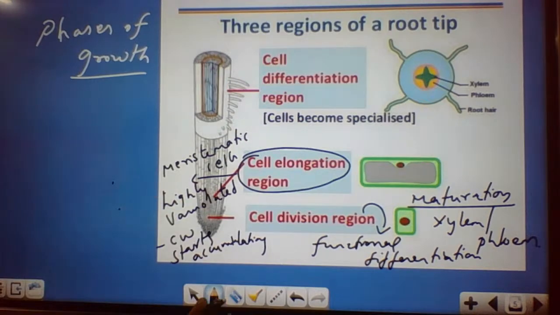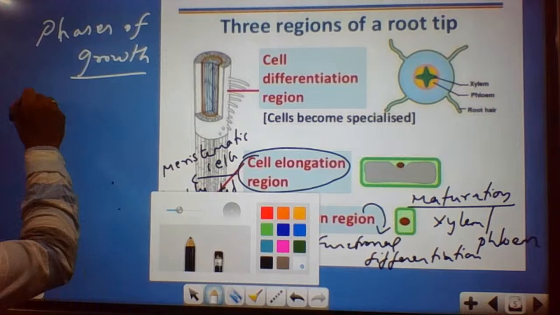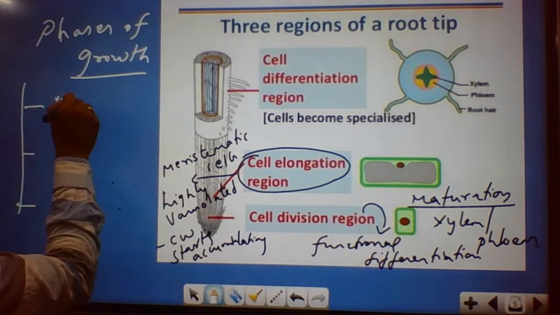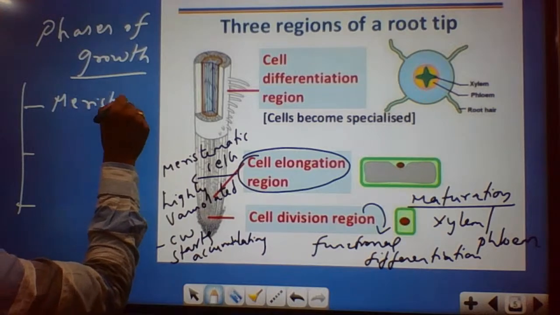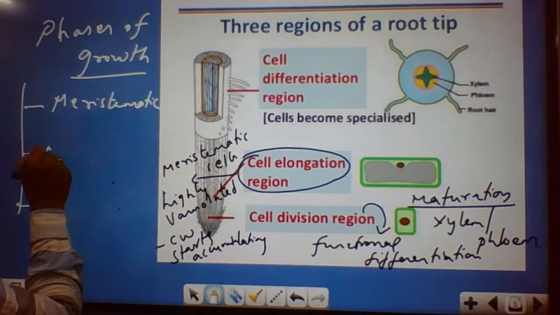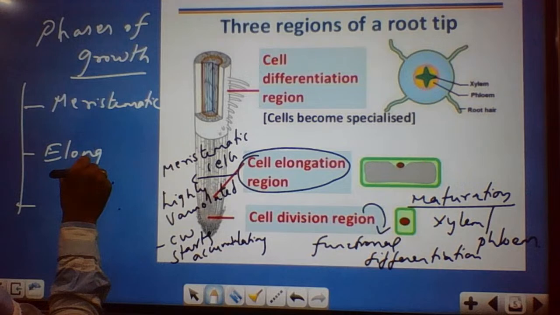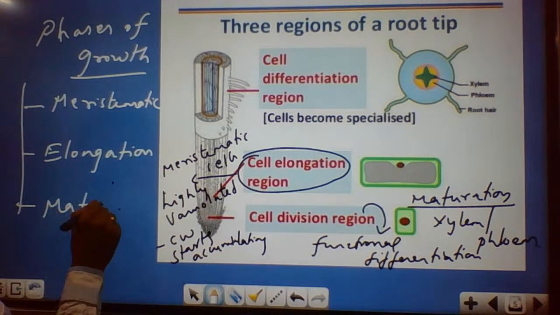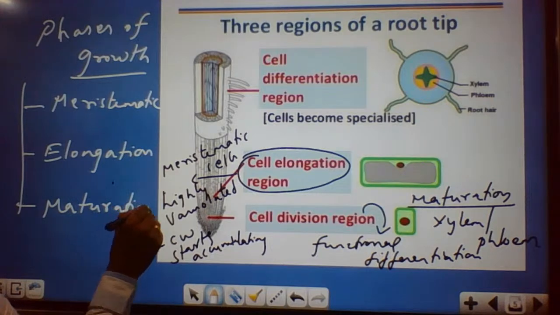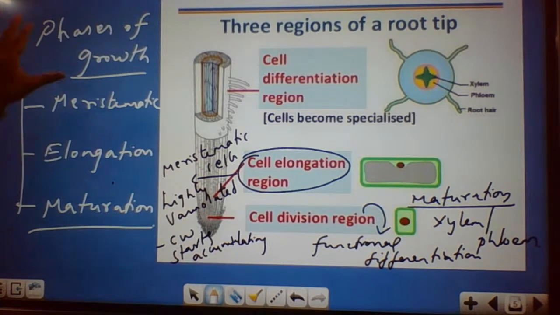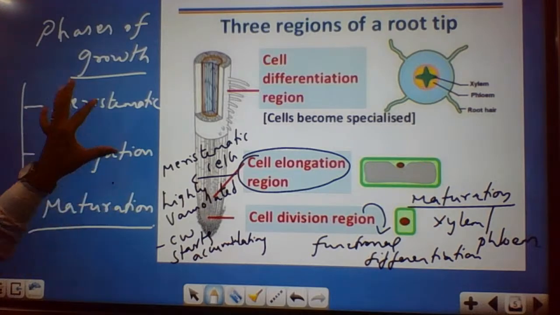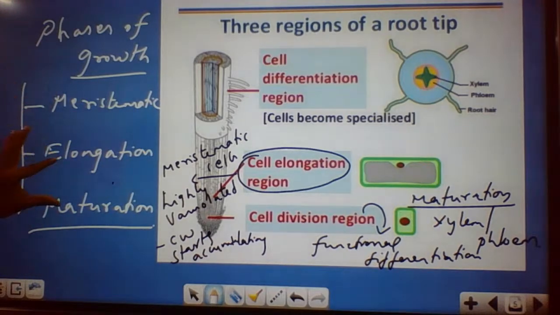So on the whole, how do we categorize the phases of growth? We can categorize them into three: one is meristematic, the second is elongation, and the third is maturation. These are the three important phases as far as plant growth is concerned.